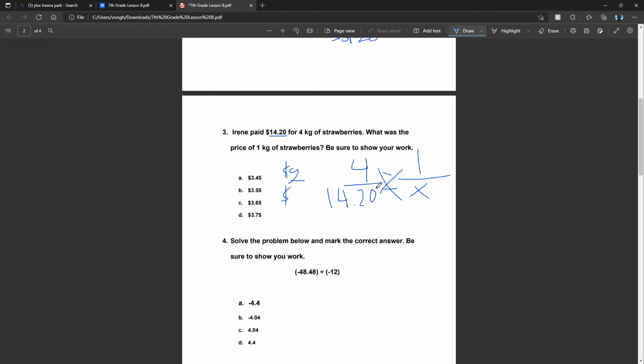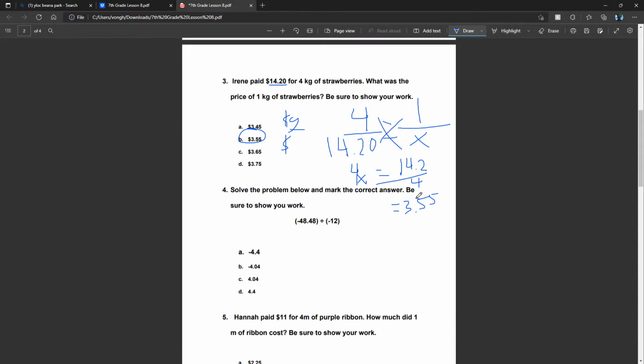We're able to set this proportion because the ratio of these two will be the same as 1 kilogram to its price. So 4 times X, that's 4X, and then 14.2. Isolate X, and 14.2 divided by 4, that's 3.55. That means for 1 kilogram of strawberries, it's B, 3.55. So let's go on to the next one.